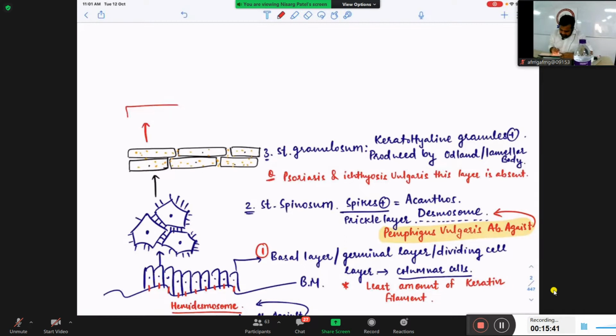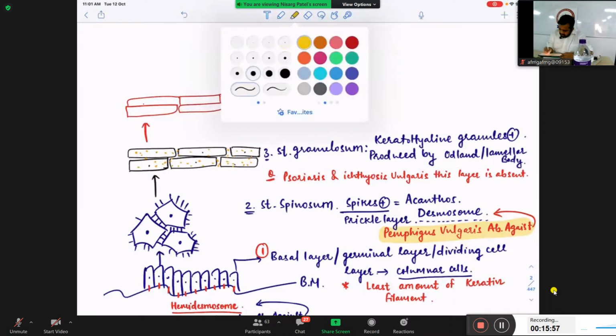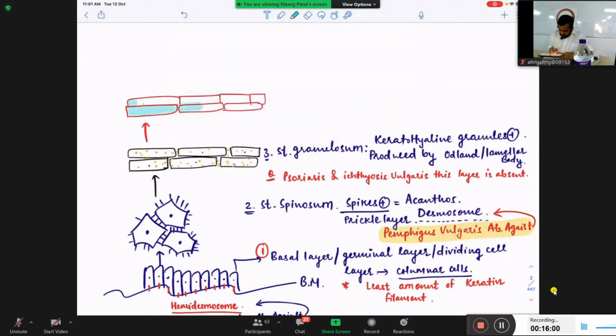Now, what will happen to this cell? This cell will go into the next layer. In this layer, it will shed all the material inside and only the water content will remain. So here in this layer, the cells of the skin shed their nucleus and only water content is present here, and because of the water content it becomes transparent, and because of this transparency this layer is known as the stratum lucidum.